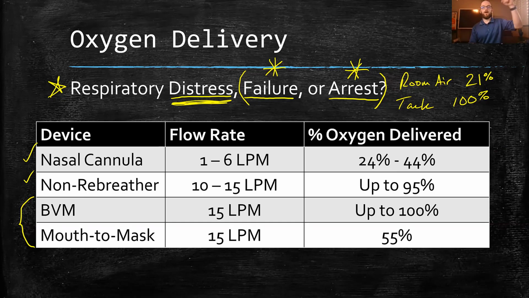Because remember, room air, we said that we're breathing in is about 21% oxygen. So that's the oxygen coming in. When we breathe out, we're not breathing out a lot of oxygen. So the amount that we're breathing out is obviously going to be even lower than the 21%.